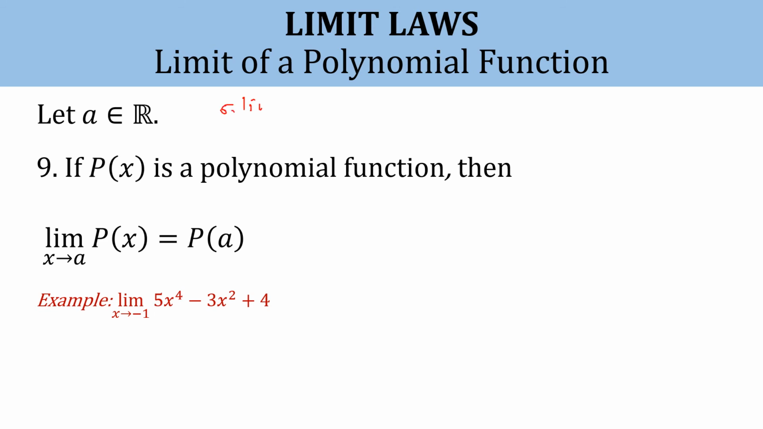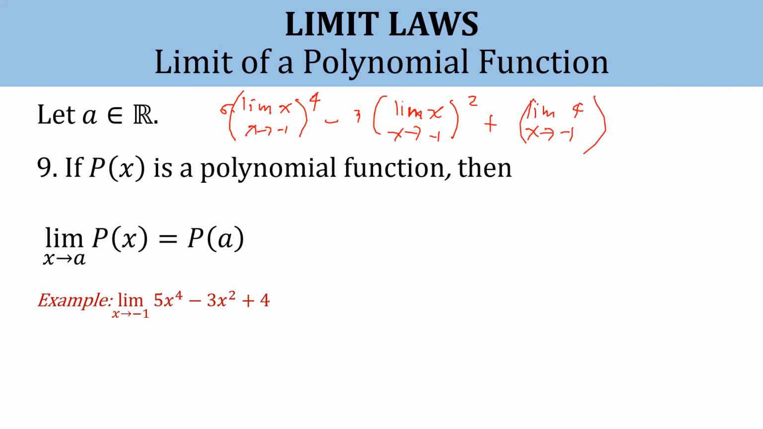It would look like this: 5 times the limit of x as x approaches -1, raised to the power of 4, minus 3 times the limit of x as x approaches -1, squared, plus the limit of 4 as x approaches -1. But there is actually a handy way of looking at this one. So this is a shortcut.